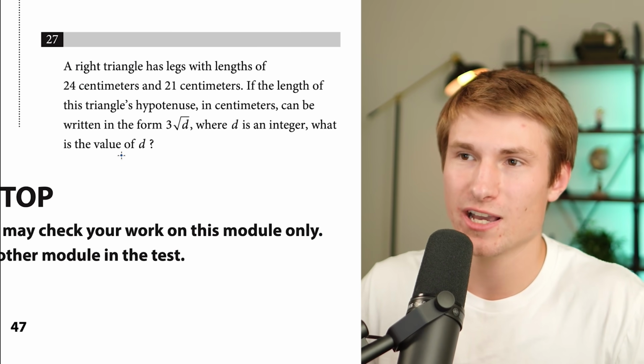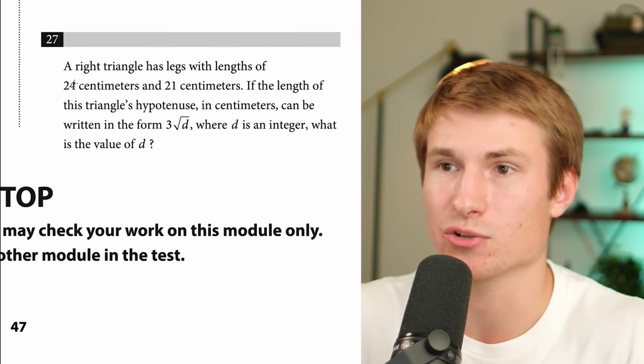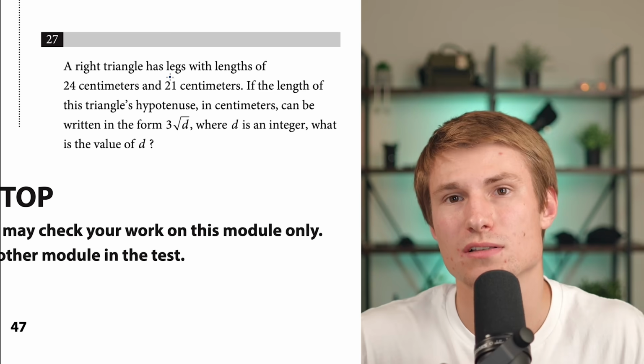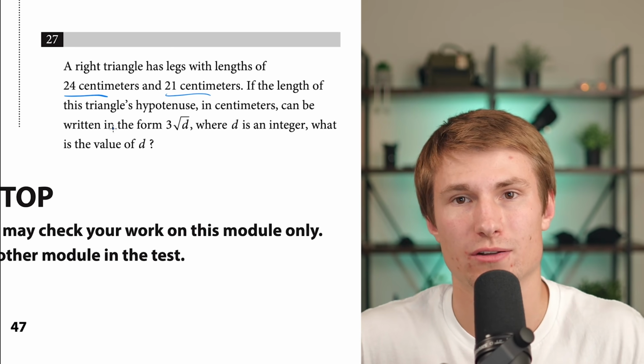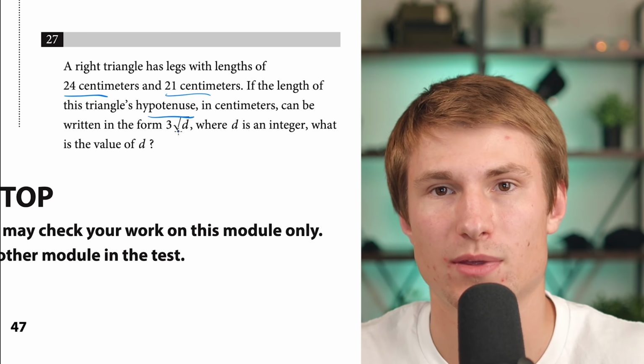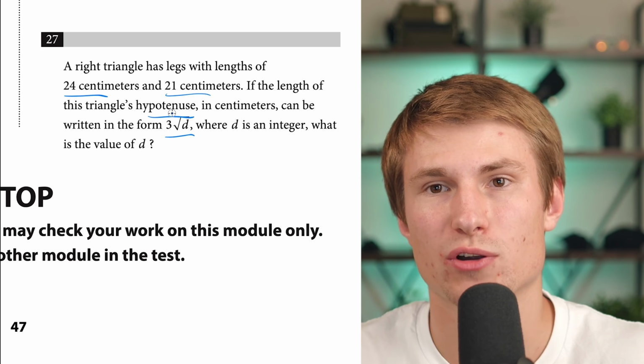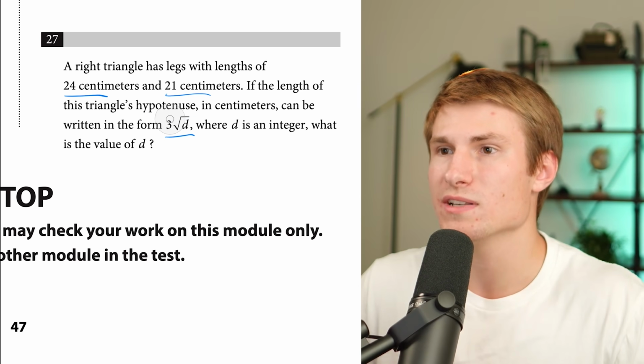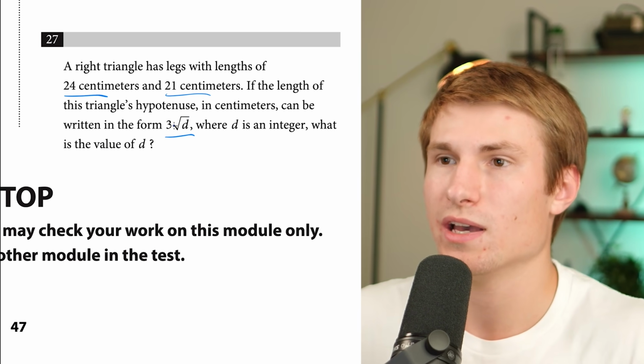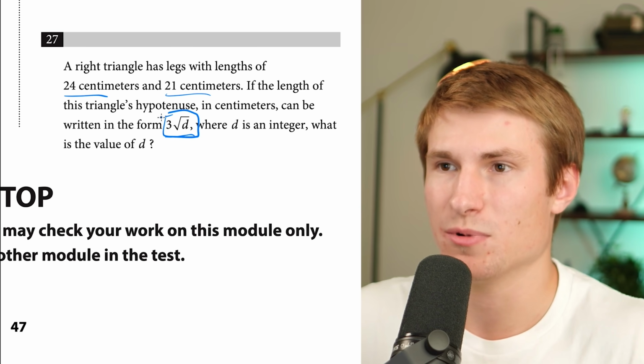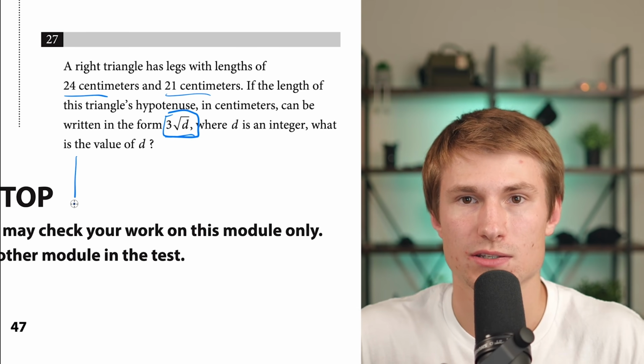Here's something you need to know for the SAT, and that's how to extract numbers from underneath the square root. Question 27 states a triangle has legs with lengths of 24 centimeters and 21 centimeters. If the length of the triangle's hypotenuse in centimeters can be written in the form 3 times the square root of D, where D is an integer, what is the value of D? Well, in order to get in this form of 3 times root D, we need to first actually know what the hypotenuse's length is. So let's go ahead and solve for that.